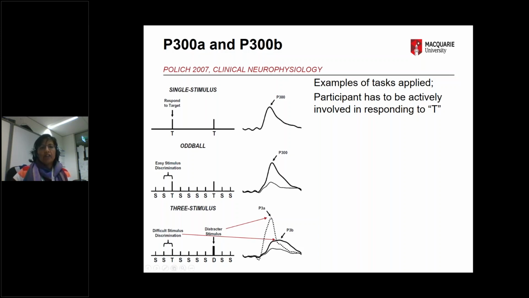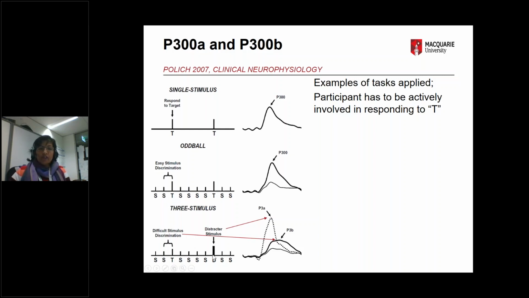The second paradigm is when you take 2 stimuli, say an S and a T, which are easy to discriminate, but the T is interspersed. You will get a standard response, but you will also get the P300 because some level of discrimination is required.